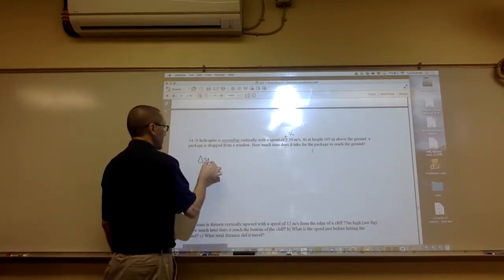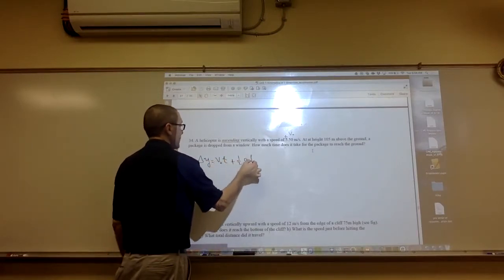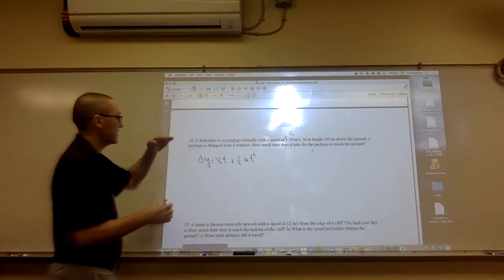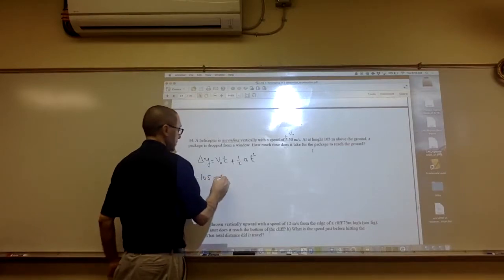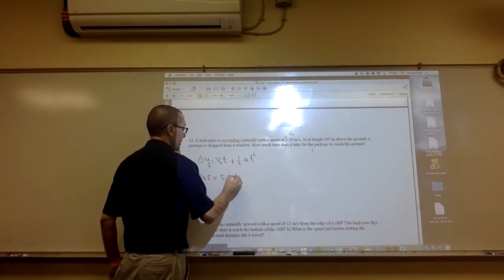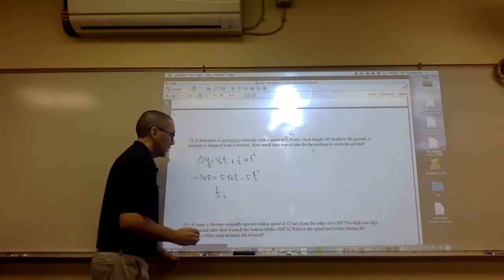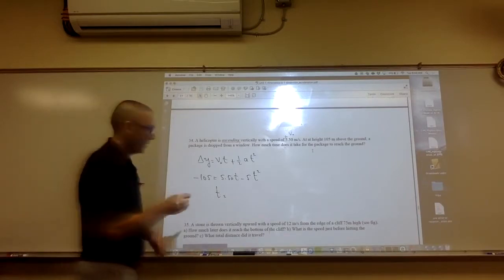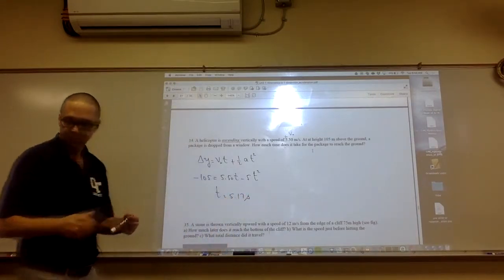So I'm going to do delta Y equals VOT plus 1/2 a T squared. Now, the 105 is below where we started, so that's going to be a negative 105. It's a negative displacement equals 5.5 T minus 5 T squared. Now we can solve this equation in the calculator, or you can use the quadratic formula, and you should get 5.17 seconds.